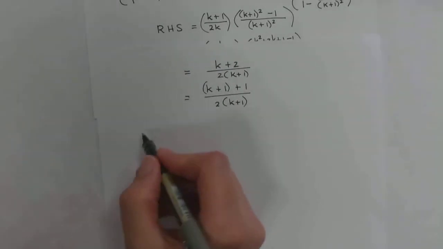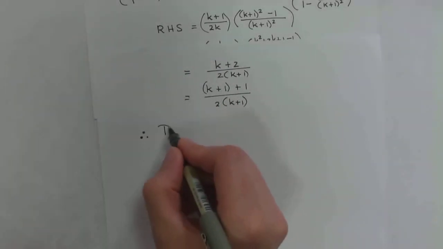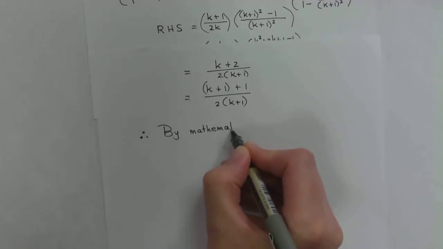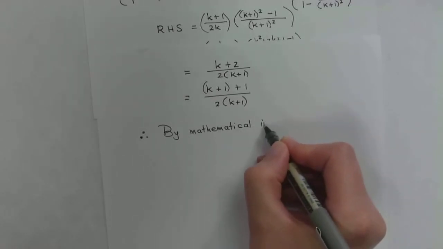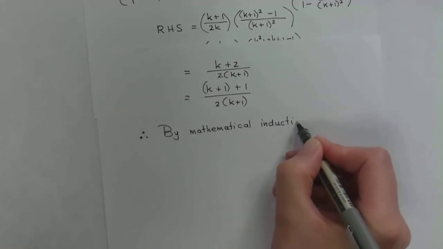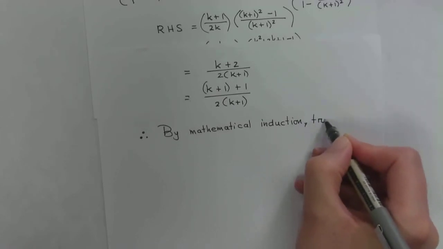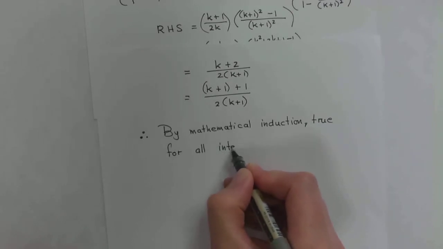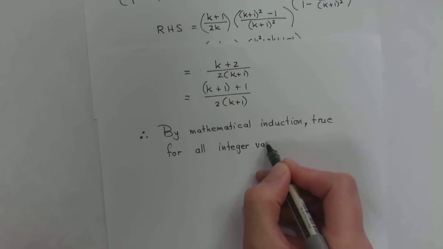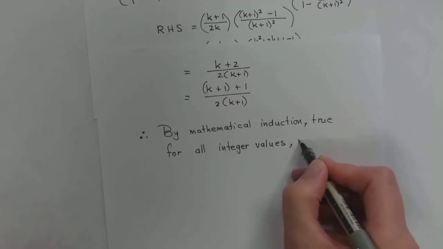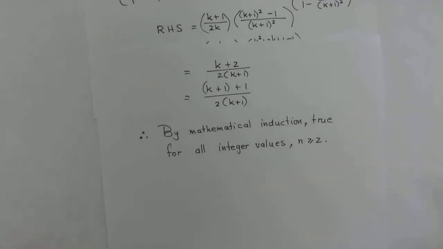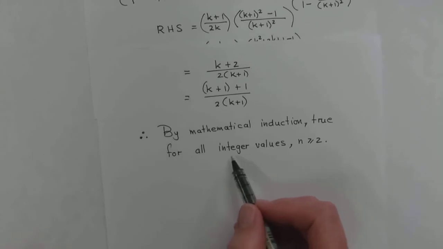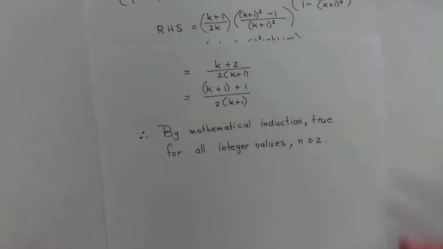Now, almost done, because we need the conclusion. So the conclusion goes, therefore, by the process of mathematical induction, it is true for all integer values where n is greater than or equal to 2. And I had to write it out in a slightly longer way because the previous ones we started at 1, so you could just say it's true for all integer values, but this one is true for all integer values where n is greater than or equal to 2.